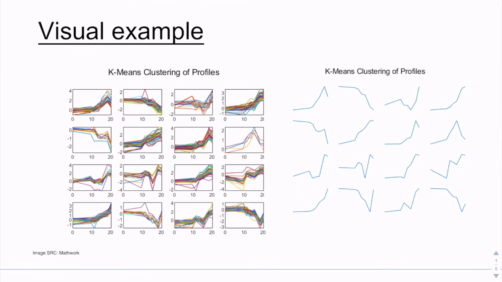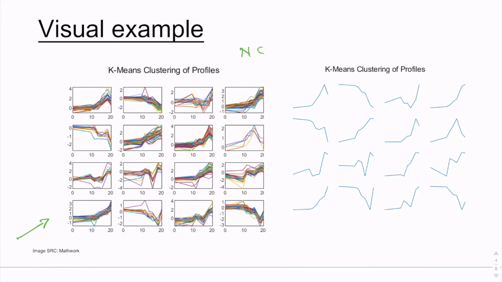Here is a visual example about k-means. As you see on the left, we have clustered n number of vectors, xi, into 16 clusters, right? Each subplot is one cluster: cluster 1, cluster 2, cluster 3, all the way to cluster 16, okay?